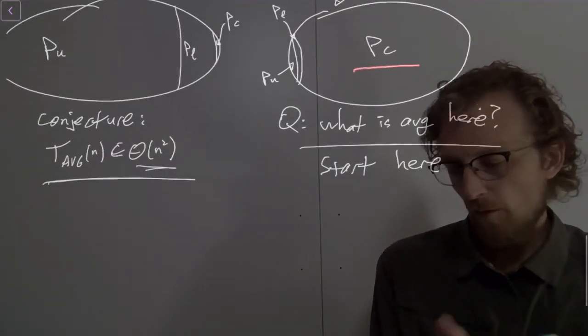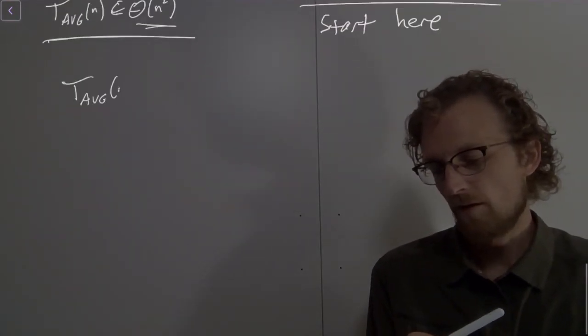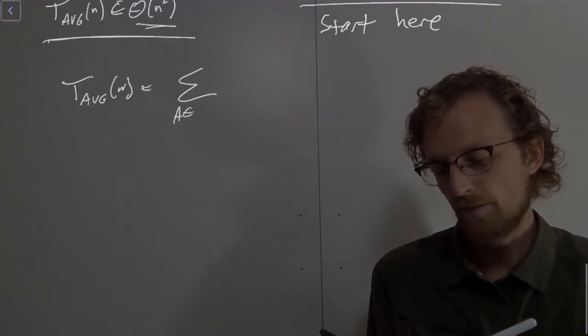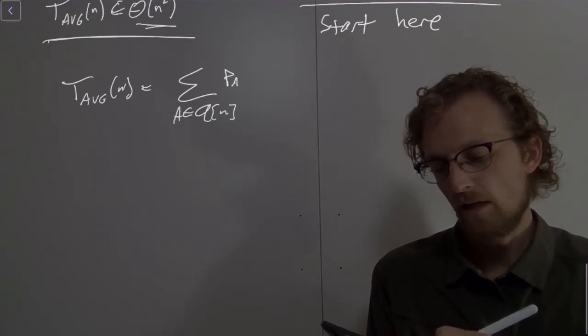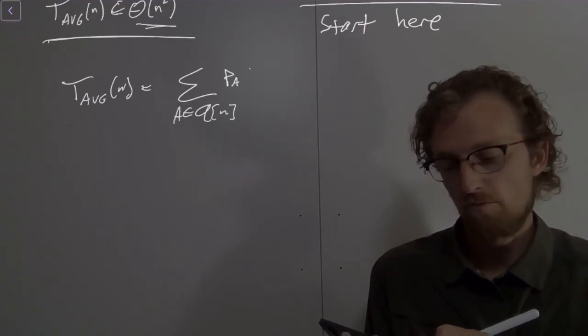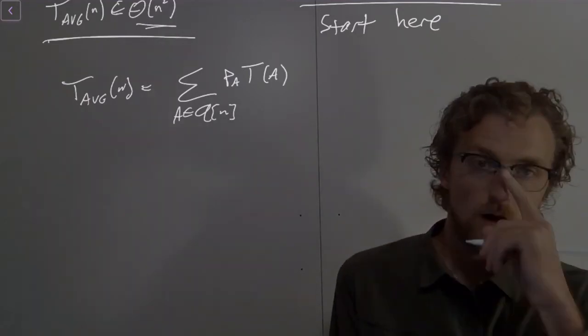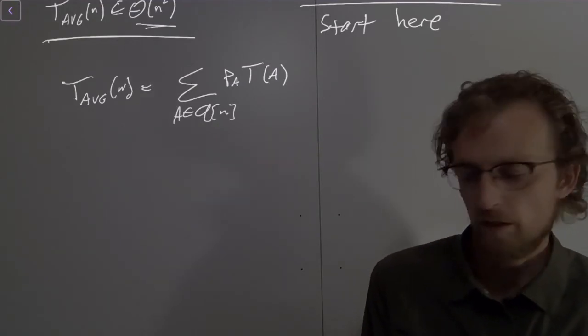All right, so recall our formula. The T average of n is equal to the sum over all arrays in the input space of PA times the running time associated with that input. This is the formula that I presented earlier.